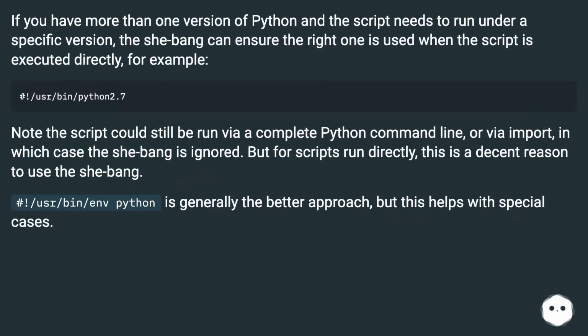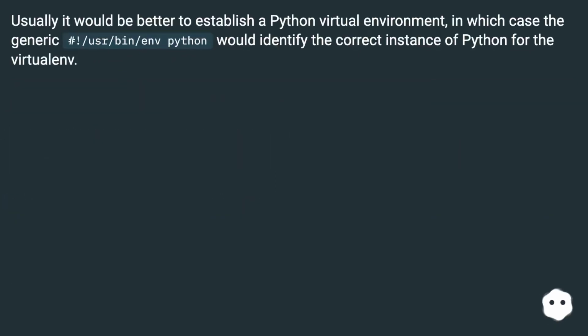If you have more than one version of Python and the script needs to run under a specific version, the shebang can ensure the right one is used when the script is executed directly, for example. Note the script could still be run via a complete Python command line, or via import, in which case the shebang is ignored. But for scripts run directly, this is a decent reason to use the shebang. /usr/bin/env python is generally the better approach, but this helps with special cases. Usually it would be better to establish a Python virtual environment, in which case the generic #!/usr/bin/env python would identify the correct instance of Python for the virtual env.